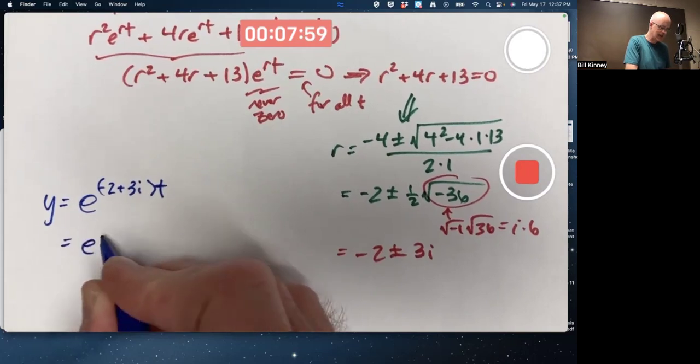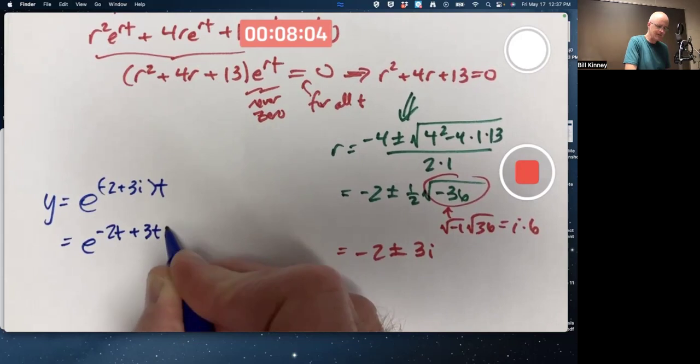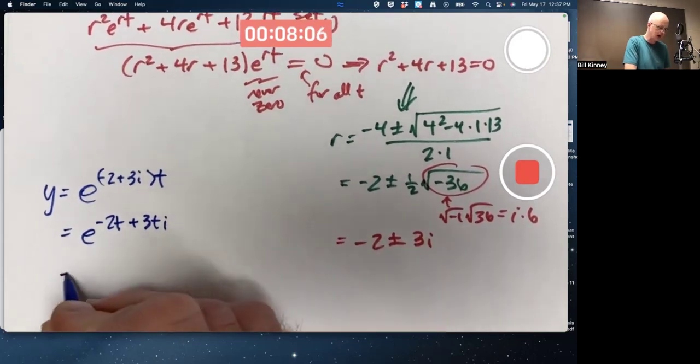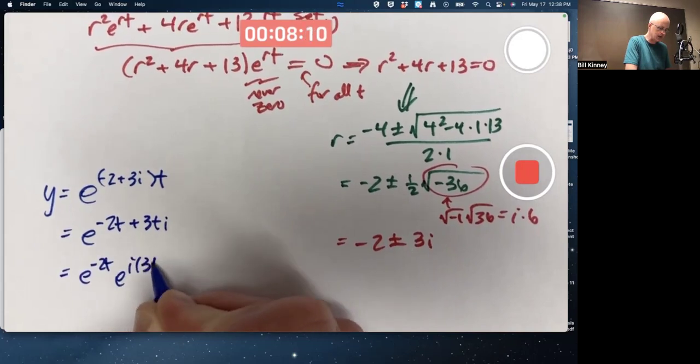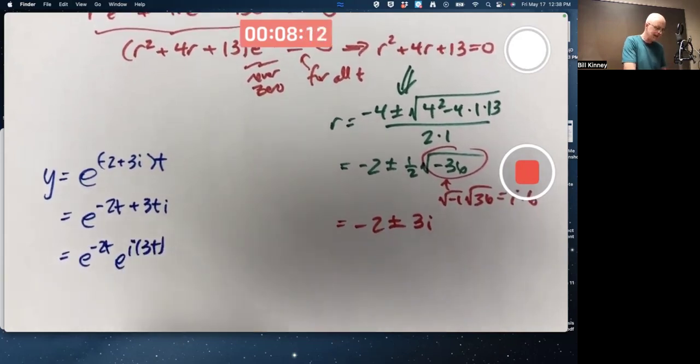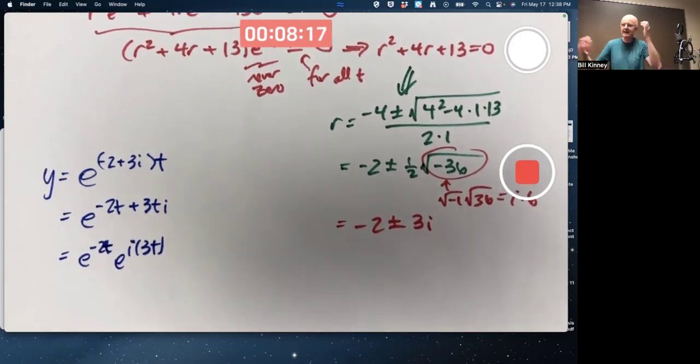Well, keep going. First, distribute the t through the parentheses like this. Then use a property of exponents to write that like this, and I will do a little rearranging as well. Then say to yourself, e to the -2t, that's an exponential decay. That sounds good for a mass in a spring. Y being position, it's decaying to 0. But what about that?